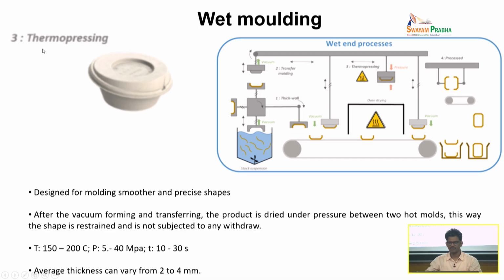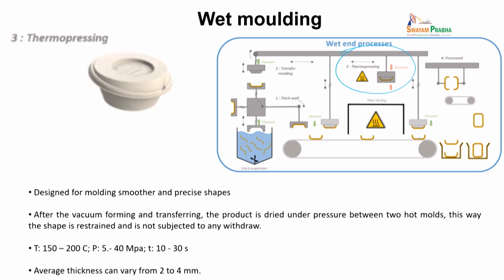And the third is called thermopressing. In thermopressing, you can see this process where we basically have a mold and then we create a layer of this pulp through vacuum, and then we close the mold, keep it for a certain time at a certain temperature. At this temperature and this particular time, this consolidation happens, and then you can release the product from here. So here some application of pressure and temperature is allowed to densify this into this.